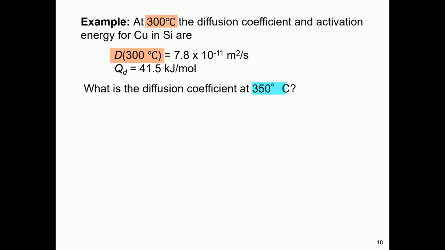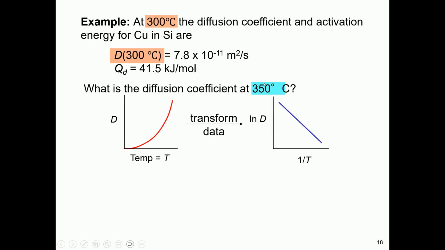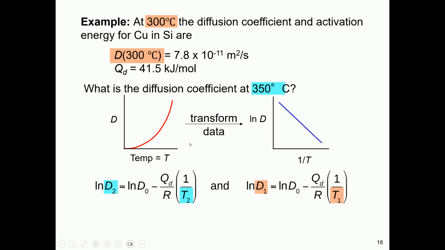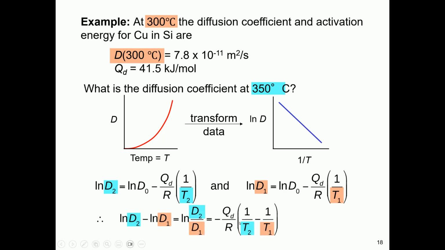Yeah, let's work through an example. At 300 Celsius, the diffusion coefficient of copper in silicon is about this value, with an activation energy of 41.5 kilojoule per mole. The question is to calculate the diffusion coefficient at 350 Celsius. We use the relationship between D at two temperatures, taking the natural logarithm of the Arrhenius equation. Substituting both temperatures looks like this, then converting Celsius to Kelvin, and then solving for D.